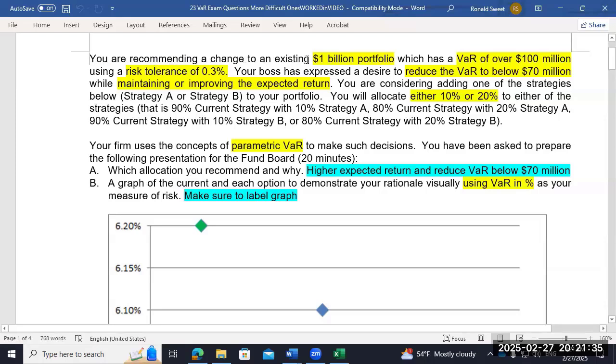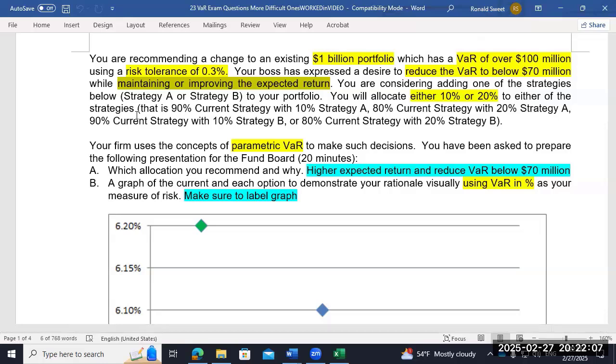So you're recommending a change to an existing portfolio. You estimated your VAR is 100 million and you have a risk tolerance of 0.3%. We won't talk about how we got those numbers, but you'll see some of the risk tolerance, especially where did that come from? Your boss says they want to reduce the VAR below 70 million, who knows why, while maintaining and improving expected return. The highlights don't come into the question, so you got to create your own highlights, but you're looking at what is the objective. So your boss says, I want a lower VAR.